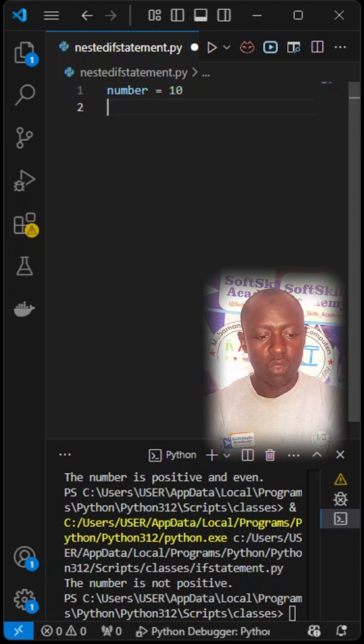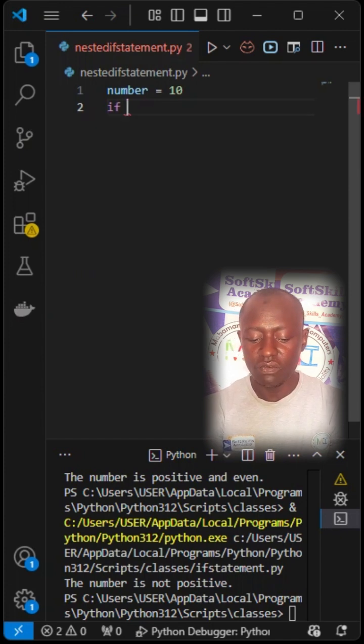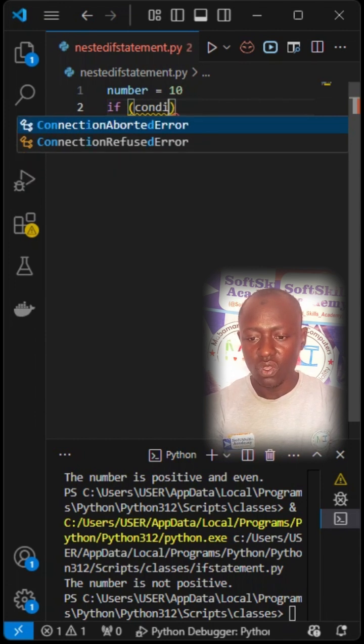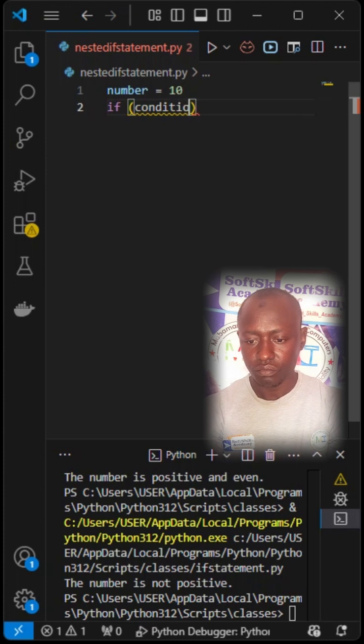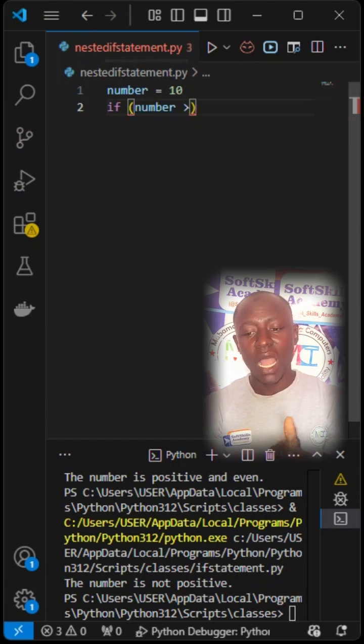Then we come down to have our if condition. We know in our if statement we have if, then the condition. I always love to give my condition inside parentheses. So if, sorry, not condition as I said, it should be number. Is this number greater than 0? So this is what we are going to look at in the first instance. Is this number that we have inserted greater than 0?